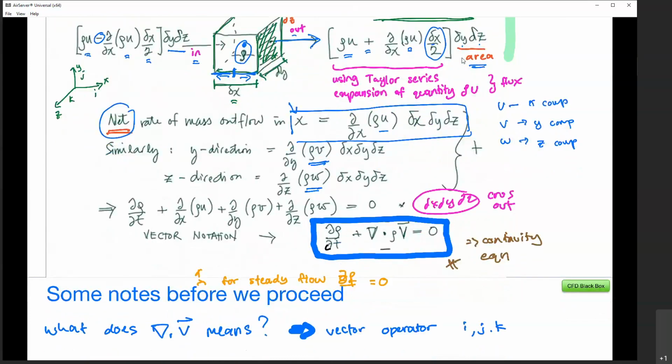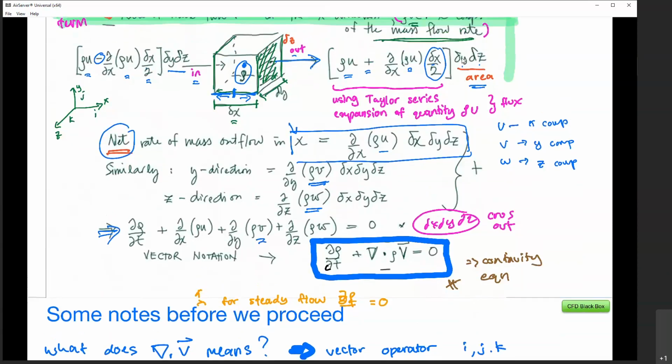So now, if you add them up together, you'll get the partial derivative of rho with respect to t, plus d over dx of rho u, plus d over dy of rho v, plus d over dz of rho w, which equals 0. Now from here, if you notice, the dx, dy, and dz terms can be crossed out because we can equate them to 0.